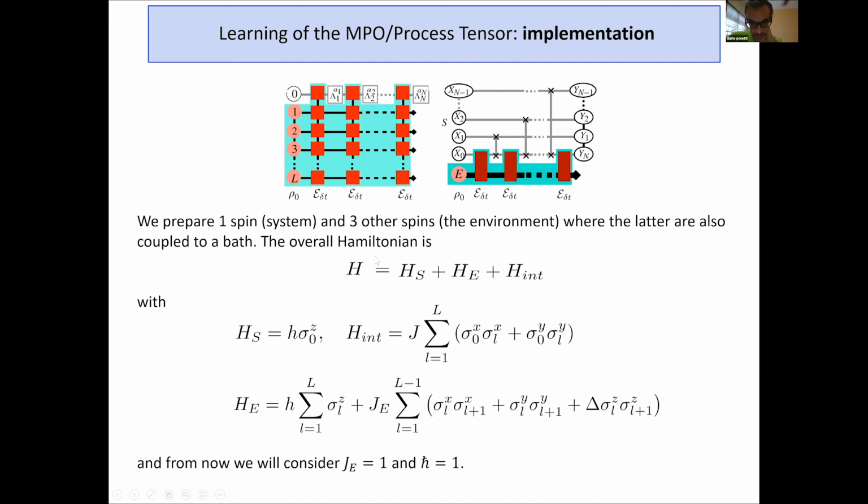Okay, so let's go into the details. We have a full Hamiltonian of system and environment, which has the Hamiltonian of the system, the Hamiltonian of the environment, and the Hamiltonian of the interaction of system and environment. The system will just be a single spin, so we'll just put a simple sigma z operator. For the interaction, we couple our system, site 0, to all the spins of the environment. You see, there is a sum of all the terms.